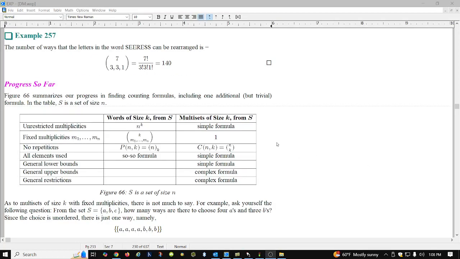At the end of the last video, we looked at this table. This represents our progress up to that point. And in this video, we're going to fill in this cell.